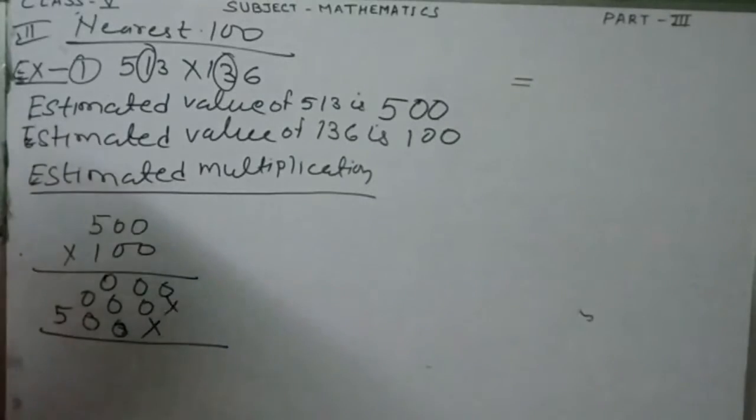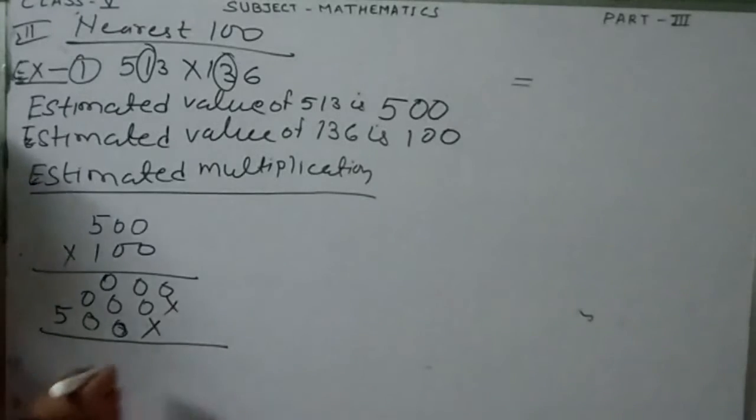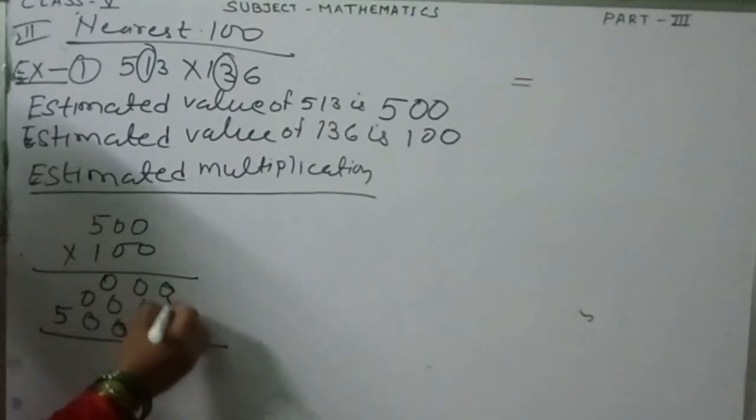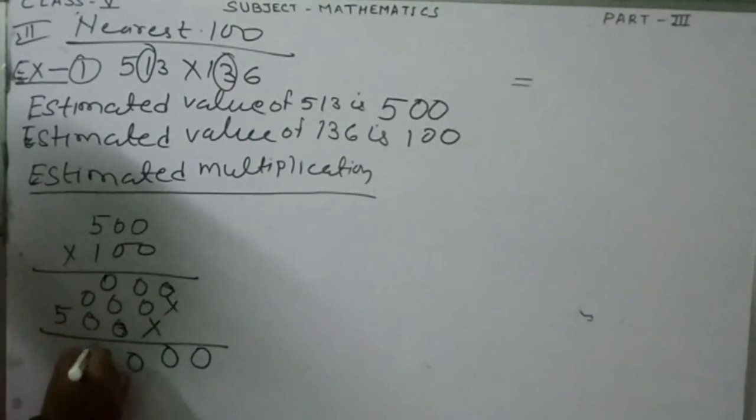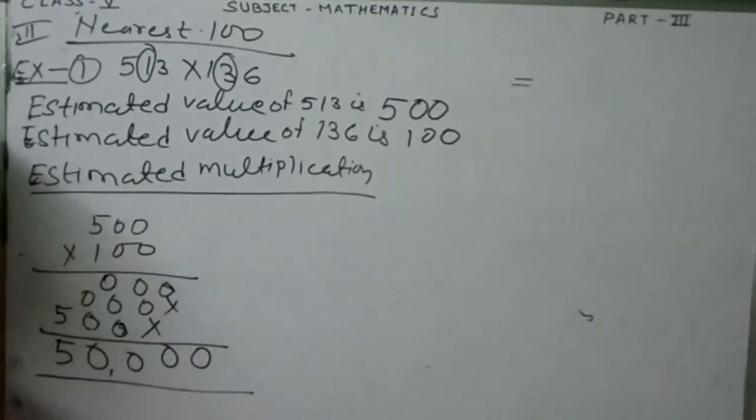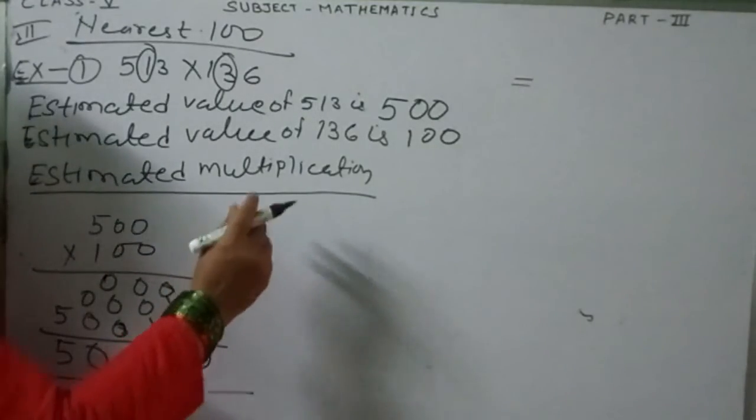Students, if we multiply any number by 0, it will be 0, and if we multiply any number by 1, the same number will come. Okay, now the next step is to add the numbers. This one is 00 plus 00000 and this one will be 5. That means 50,000.